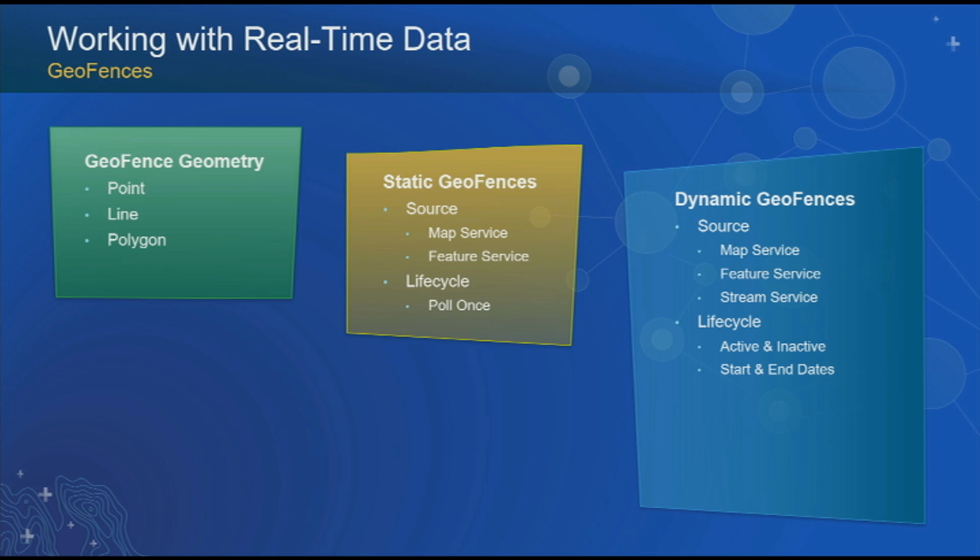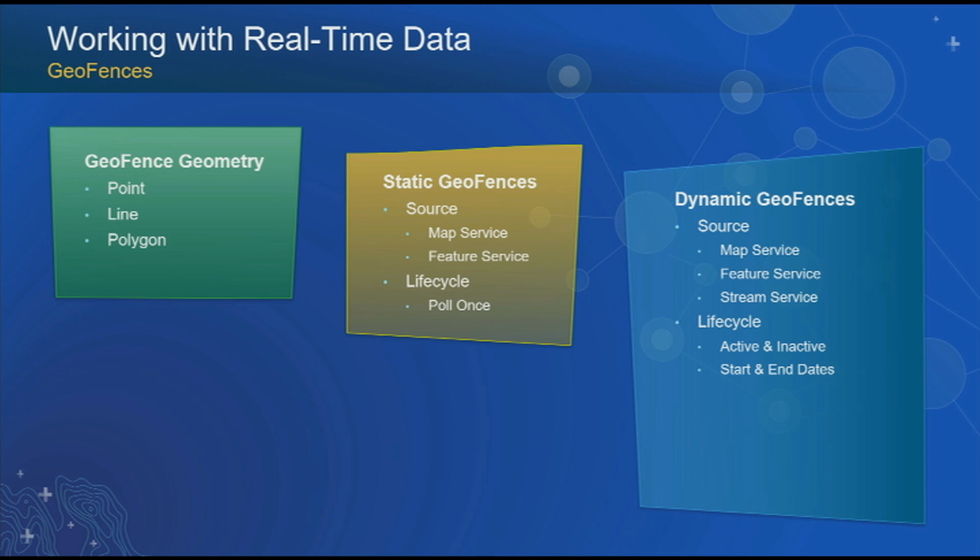Static geofences are those features that don't often change or maybe never change. An example of that might be some sort of boundary, a city boundary or a county boundary or some sort of service area that might not change that much. GeoEvent is capable of pulling either map services or feature services to get these geometries or shapes or geofences in order to perform some sort of analysis against those. So it pulls it once.